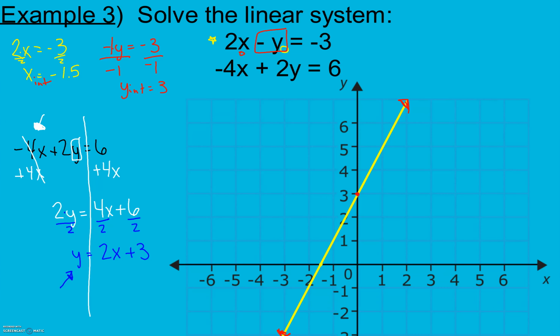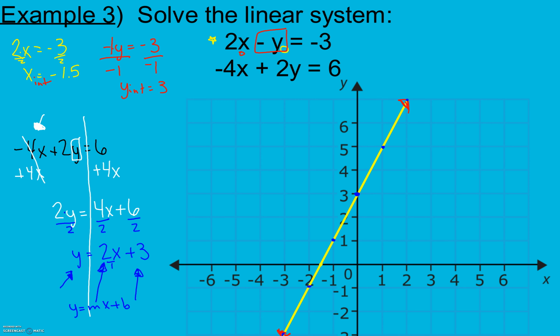So now that it's solved for y, it's in slope-intercept form. My intercept is 3. My slope is 2. I'm going to start at my intercept. Again, b is where I begin. And I'm going to go up 2 over 1. Rise 2, run 1. Rise 2, run 1. I can also do the same thing by going backwards for both. So I can go down 2, left 1. Down 2, left 1. And if we see, all of my points are on the same line here.